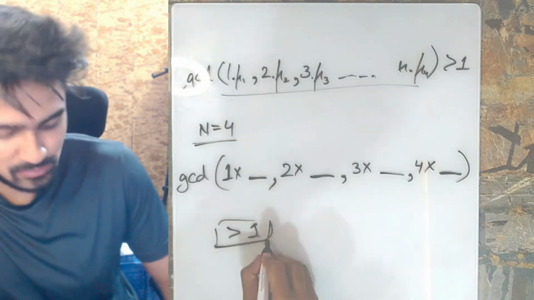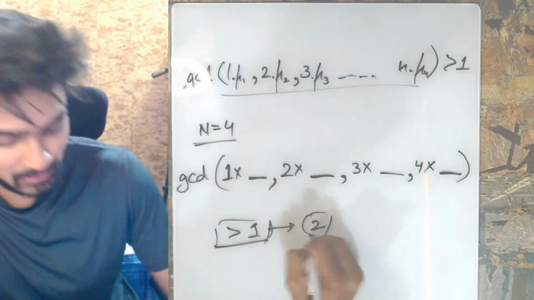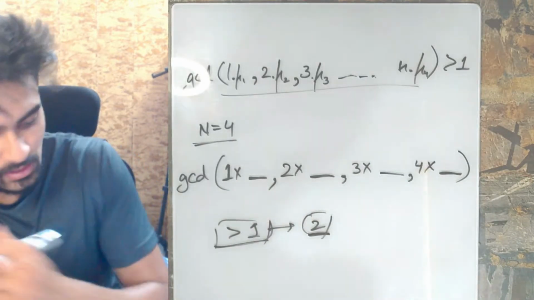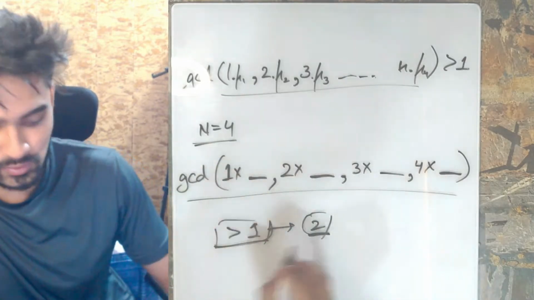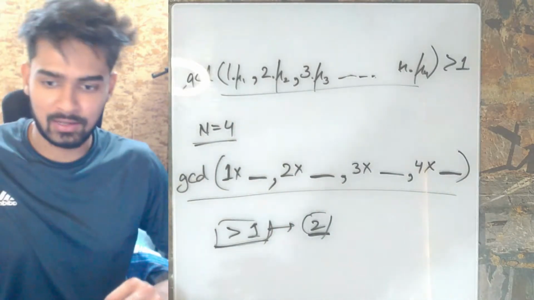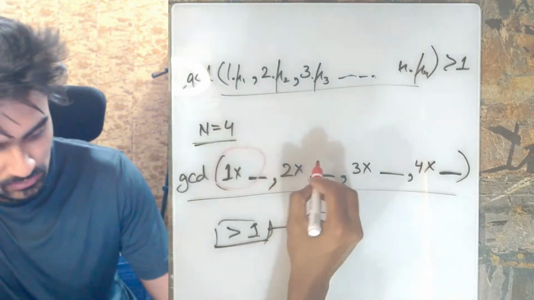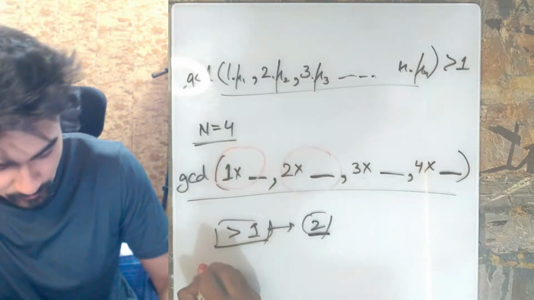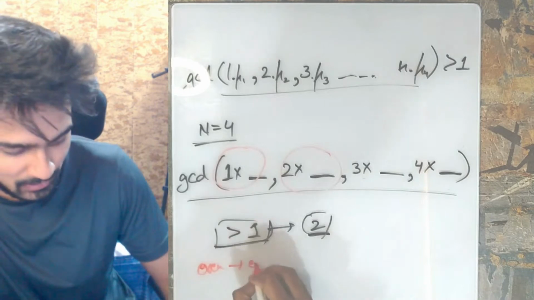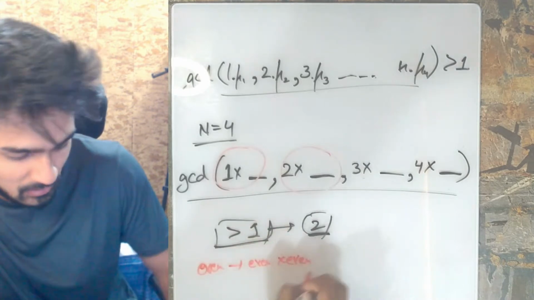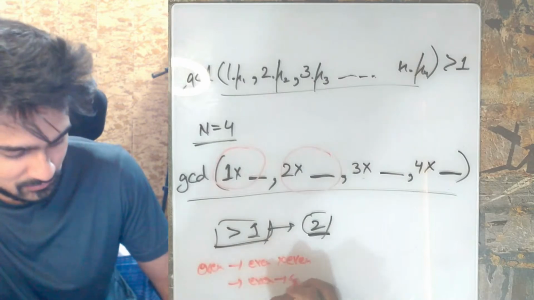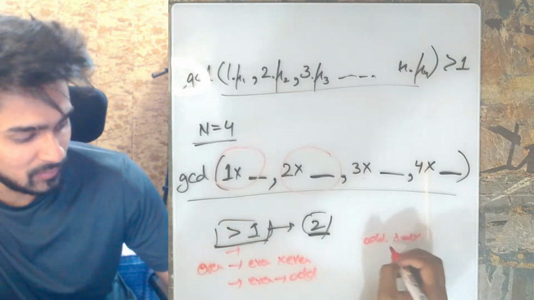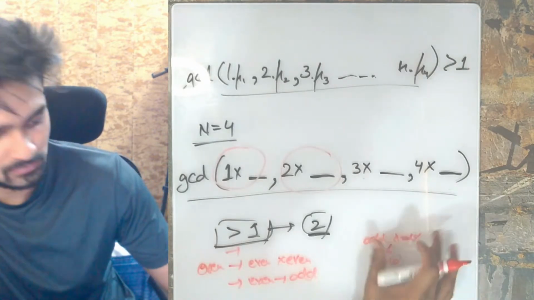Since this has to be greater than 1, let's try to make the GCD equal to 2, because 2 is the easiest GCD possible after 1. In order to have this GCD equal to 2, every value has to be even. An even value can only be obtained if we multiply even into even, or even into odd. We cannot have odd into odd, because odd into odd will give you an odd number.